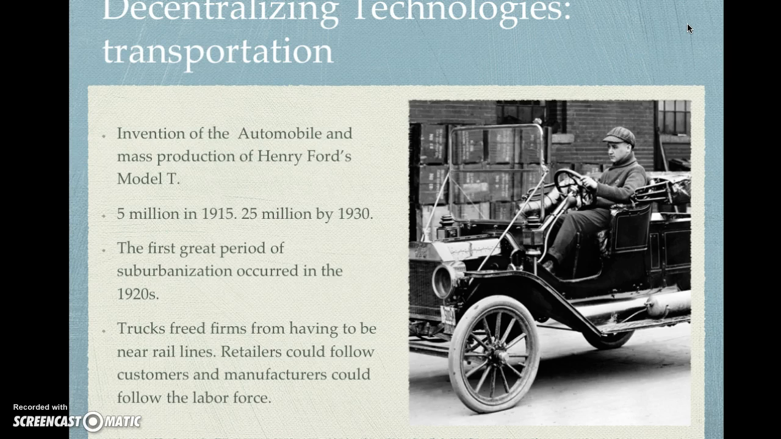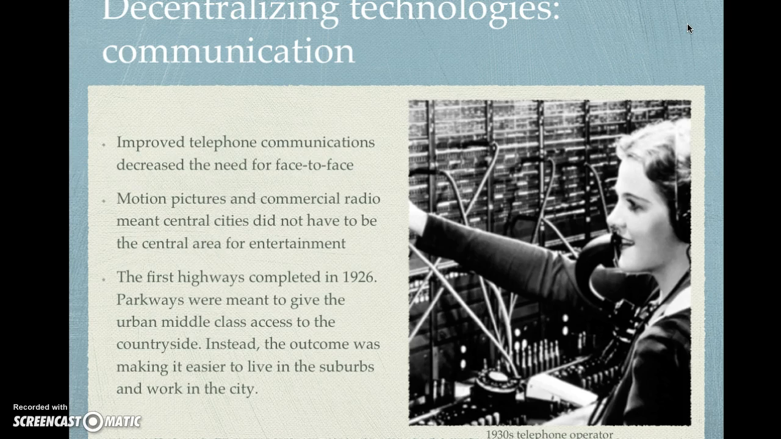And it wasn't just the personal automobile. It wasn't just like this picture, this guy driving his Model T. Think about trucks, like the big trucks that we see on highways all the time now. They freed firms from having to be near the railroads. Before, with railroad transportation, you had to be right there by the tracks. But with trucks, retailers could follow their customers, and manufacturers could follow the labor force instead of the other way around. So this really led to manufacturers and people leaving central cities for more suburban areas.